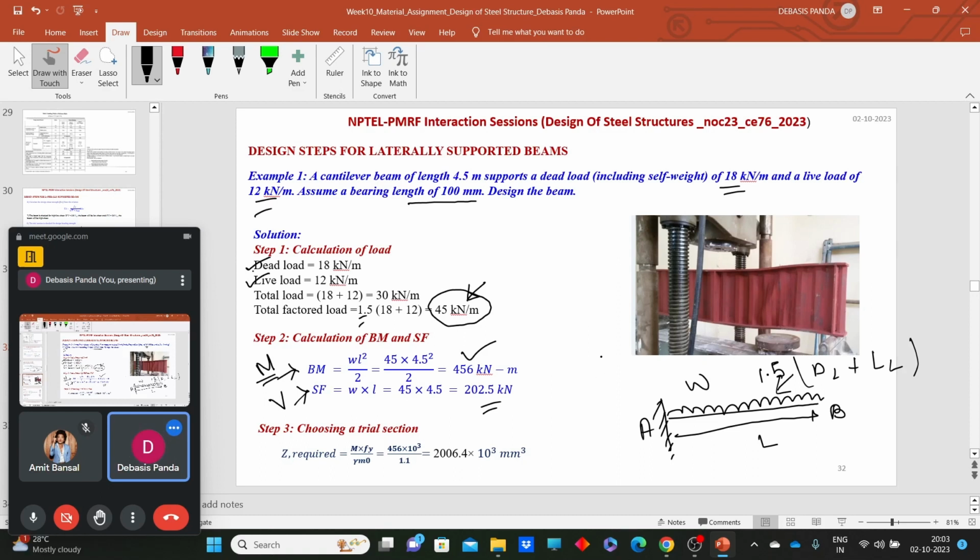Now in the second step, we need to choose a trial section. How can we choose a trial section? First, we will consider that this section is a plastic section. So let's consider this is a plastic section.